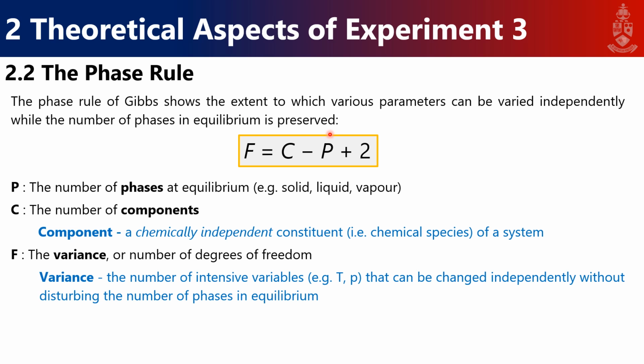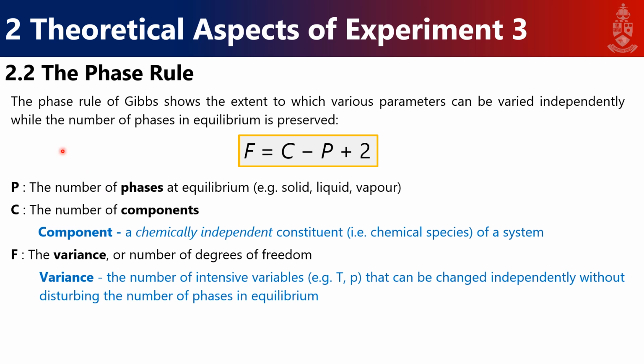P is your number of phases. So in this experiment, you will have liquid and vapor. So that's two phases, plus 2 then. So your variance can be calculated from that. Variance is just the number of intensive variables, for example, temperature, pressure, or composition, that can be changed independently without disturbing the number of phases in equilibrium. You are going to do this in great detail when it comes to the theoretical part of the module.